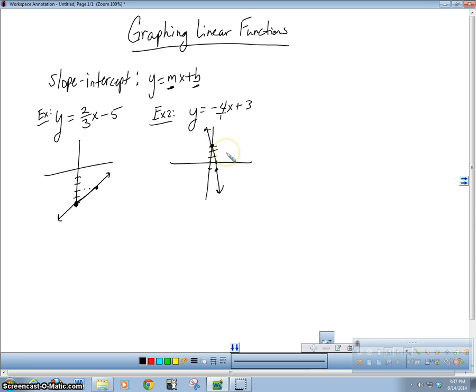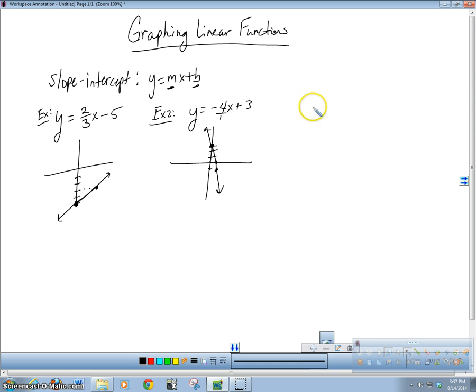And there's my line. What I do not want to do is go down 4 and then to the left 1, because I would end up with a positive slope. So I want to make sure I go down and over, or I can go up and negative that way, and that'll give me my line.